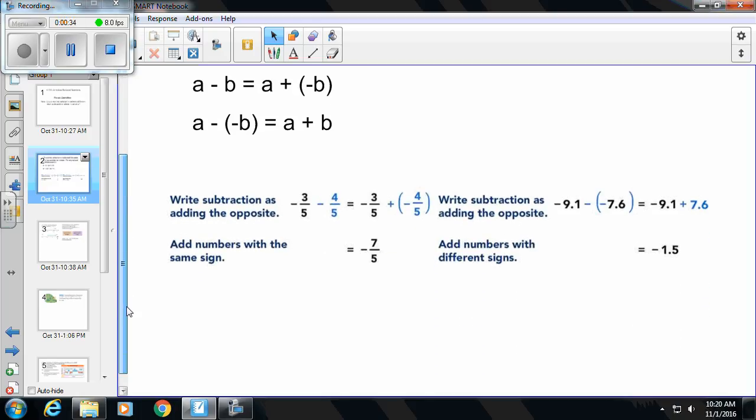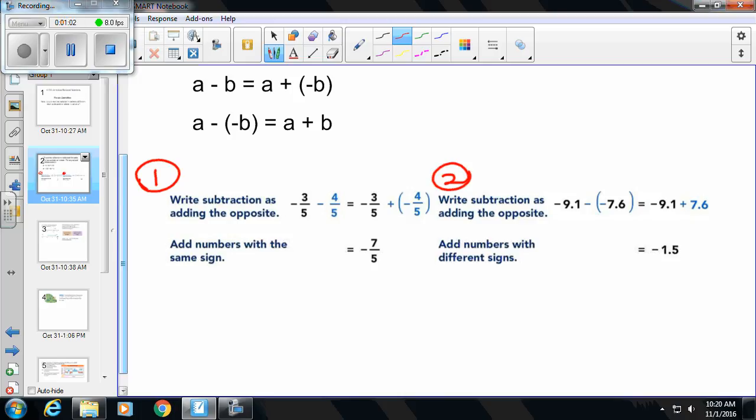So, in our first situation, we always write our subtraction as adding the opposite. So negative 3/5 minus 4/5 equals negative 3/5 plus negative 4/5. Because the signs are the same, we're going to add the fractions. 3/5 and 4/5 gives me 7/5, and because it's negative, we're going to carry the negative with us.